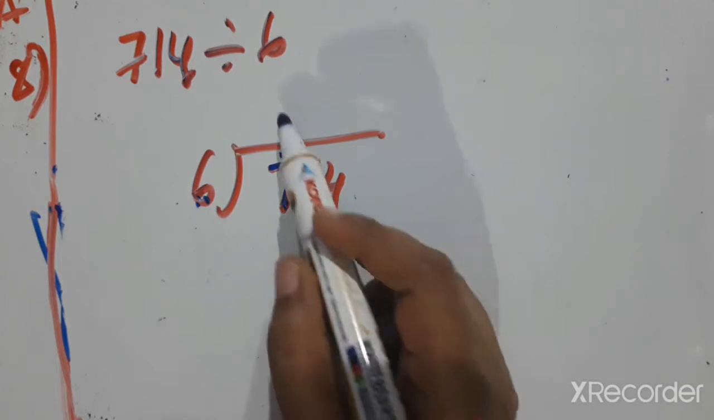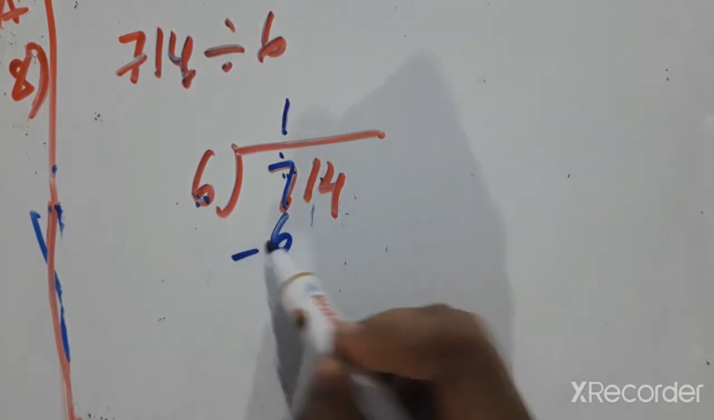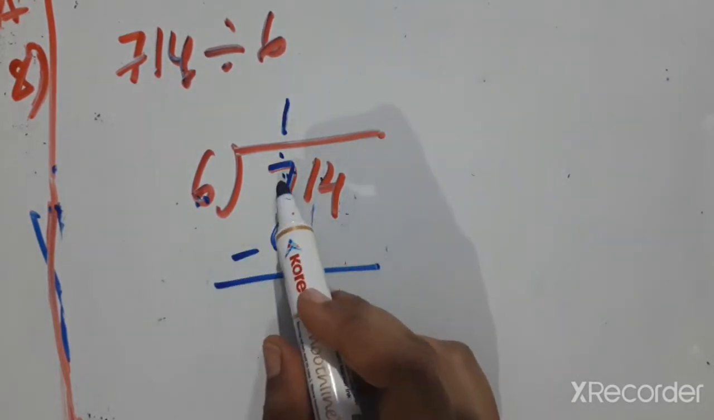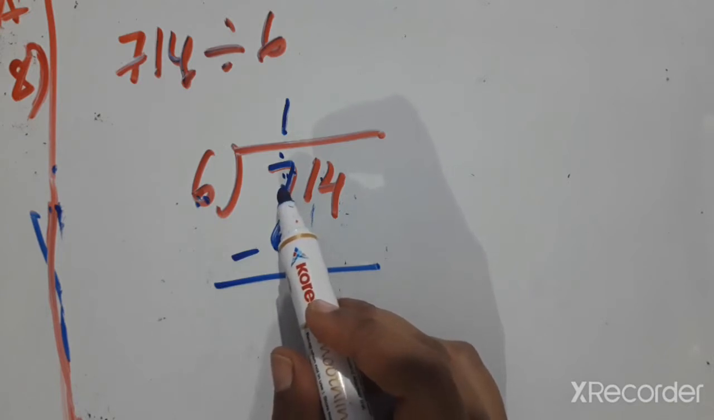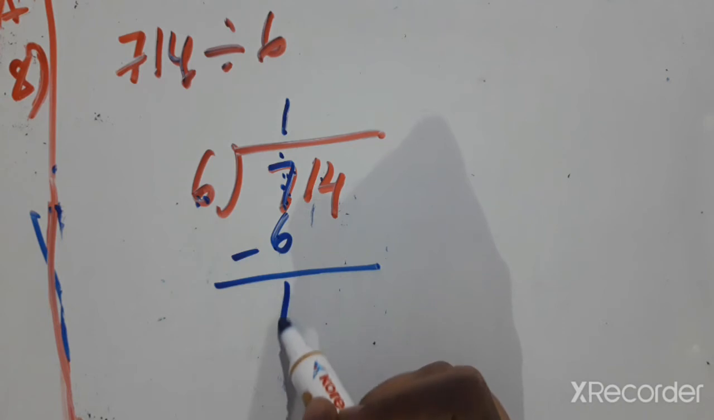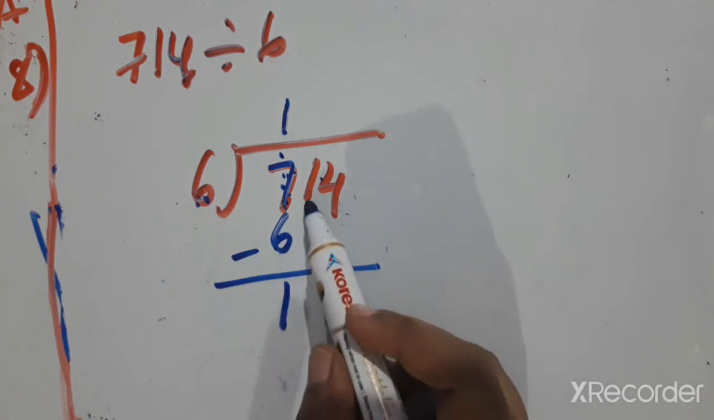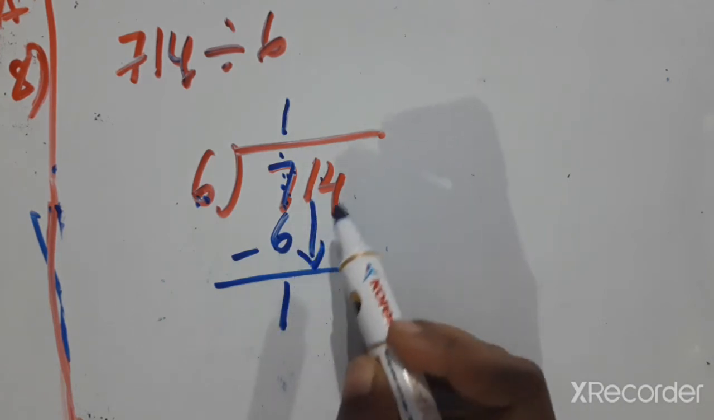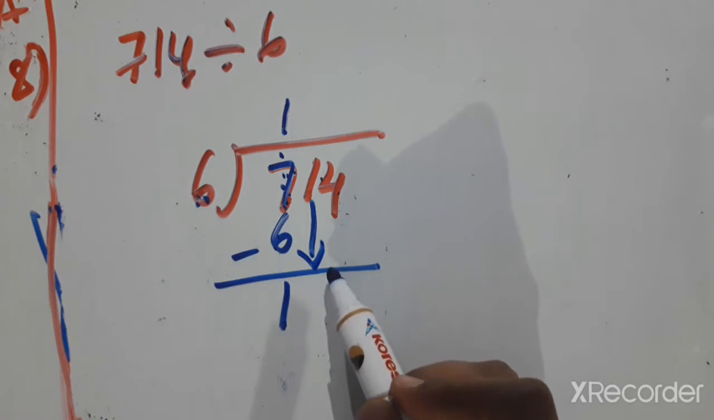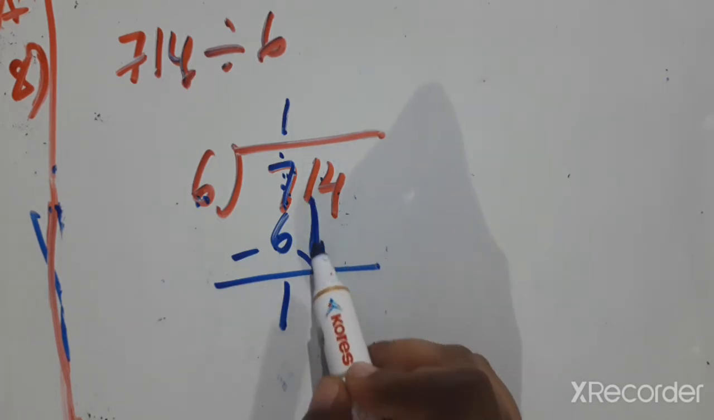6 how much are nearer to 7? 6 ones are 6, that is the nearer one. 6 twos are 12, which is greater than this. We want the exact number or a nearer one, but not greater than this number. 7 minus 6, after subtraction, the answer is 1. Then bring only one number down. We can bring 2 digits also, but for the safer side, bring only one number down.